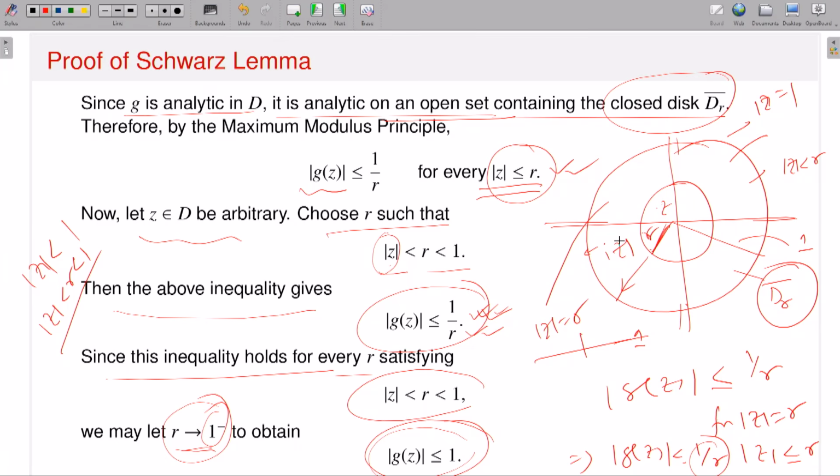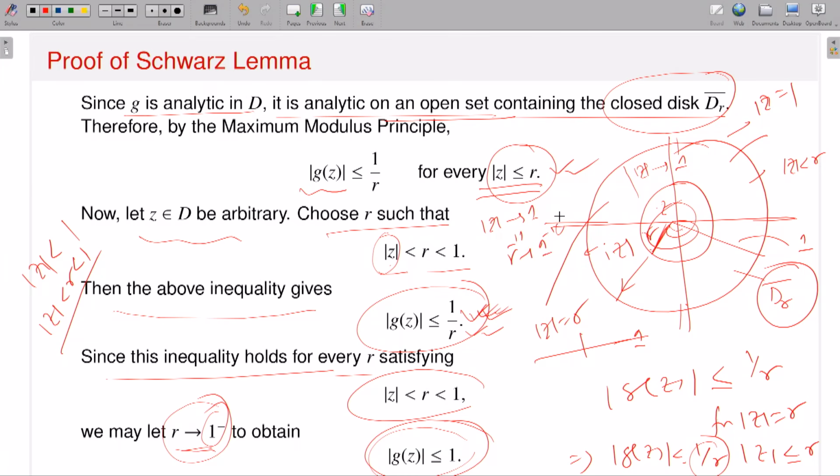So therefore, whatever z I can take inside D, if it is here, then there is no problem. Mod z is less or equal to R, you will have this kind of estimate. But if z approaches the boundary, that means modulus of z approaches 1, and since R is greater than modulus of z and less than 1, it implies that as mod z approaches 1, R approaches 1 from below.